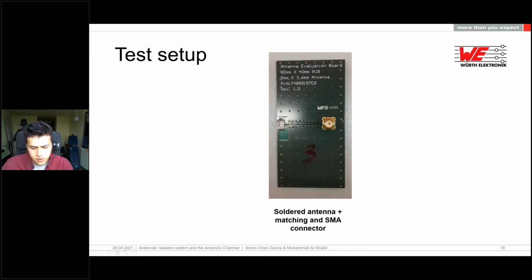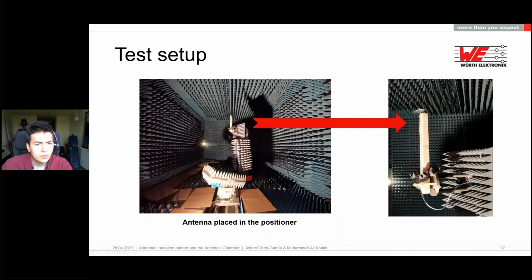On the left side in this picture, you can see a closer look at the anechoic chamber with the positioner, where it is also the transmitter where we place the PCB on the top. You can see it on the right side. If we zoom in, at the top, you can see the PCB placed with a special fixture for the purpose. The positioner on the left can rotate 360 degrees.